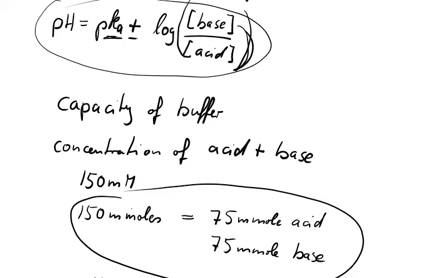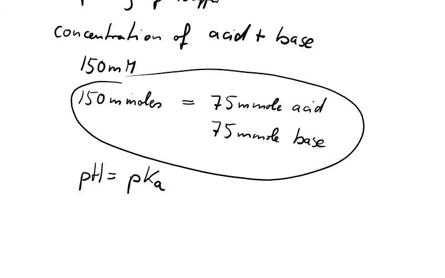It's actually quite a neat way, again, to find a pKa of a buffer. All you need to do is take the same mole amounts of acid and base, mix them together, and measure the pH.